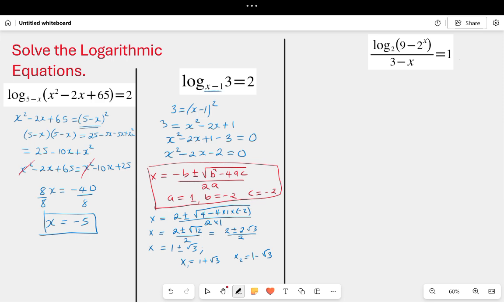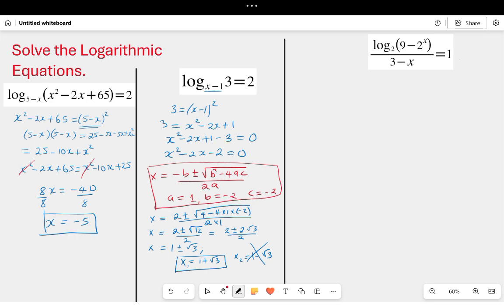Therefore, we are going to discard this solution, and therefore the correct solution for x is going to be 1 plus the square root of 3. Alright, now let's look at the next one, which is a little bit challenging but very interesting.